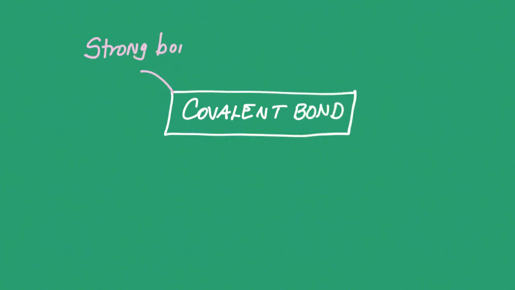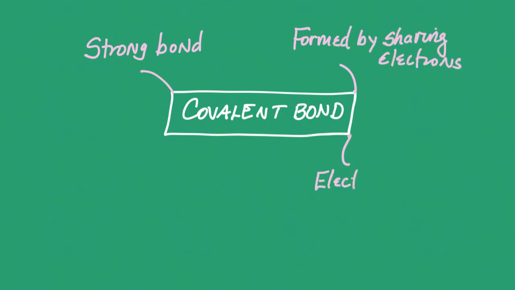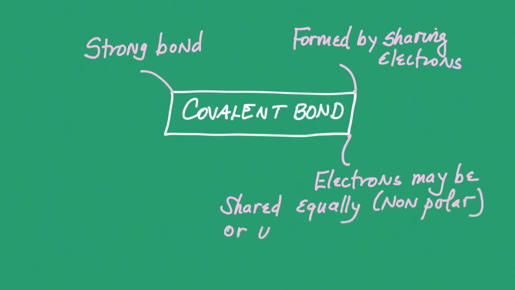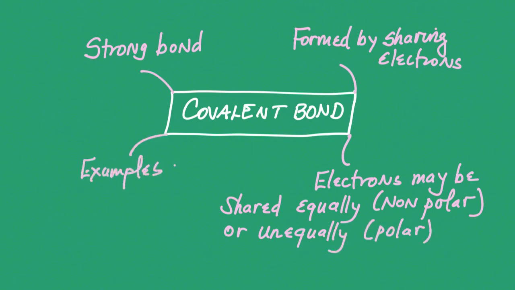Let's recap what we know about covalent bonds. Covalent bonds are strong bonds. They are formed when electrons are shared. Electrons are shared equally or unequally. When they are shared equally, non-polar covalent bonds are formed. When they are shared unequally, polar covalent bonds are formed. Some examples of molecules that are held together by covalent bonds are methane, hydrogen, oxygen, and water.